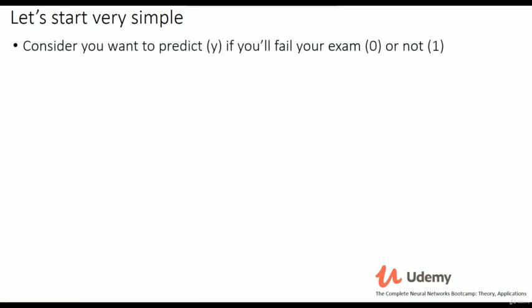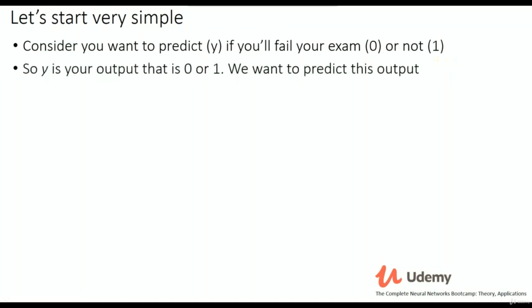Imagine that you want to predict your desired output, called Y, whether you'll fail your exam or not. Based on your data set, based on the inputs that you have, you want to predict if you fail your exam or you don't fail your exam. When you fail your exam, this is represented as a 0, and a 1 is represented when you don't fail your exam. Therefore, your desired output Y can be either 0 or 1. So again, 0 means that you fail your exam, and 1 means you don't fail your exam. So you're trying to predict Y, which is either 0 or 1. This is the output that we want to predict.